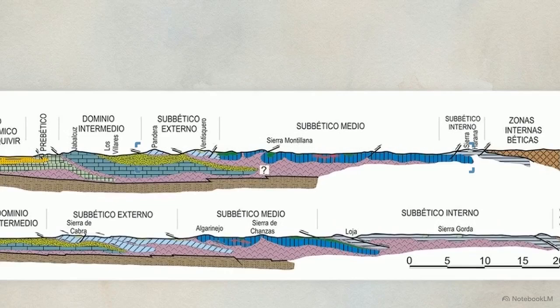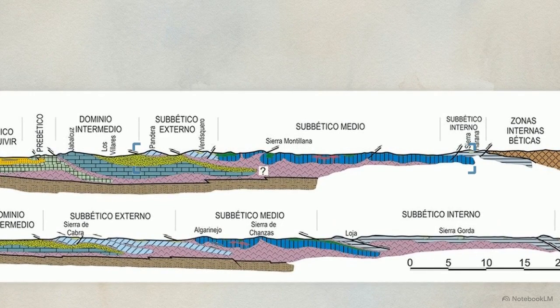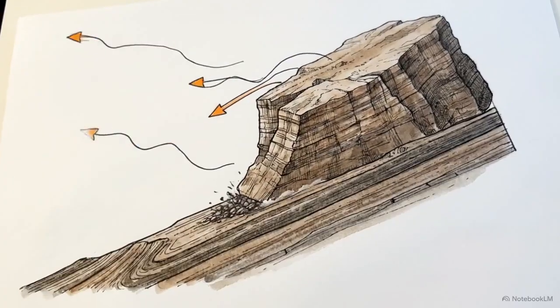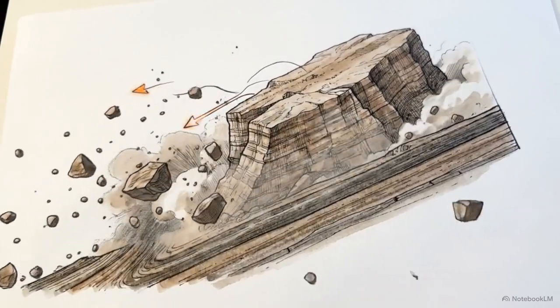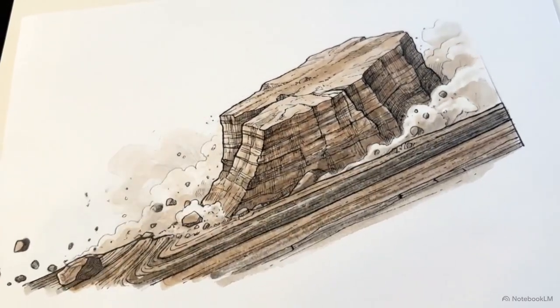This cross-section across Jaén reveals a highly deformed and stacked rock sequence. We find massive allochthonous units resting dozens of kilometers from their origins, separated by large décollement thrusts, horizontal fracture planes where upper layers slid entirely over those beneath. To understand the forces that built this architecture, geologists have to mentally reverse 185 million years of tectonic compression.